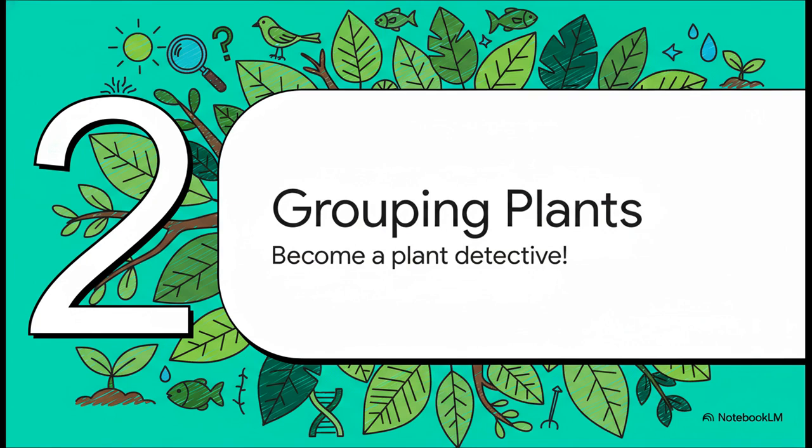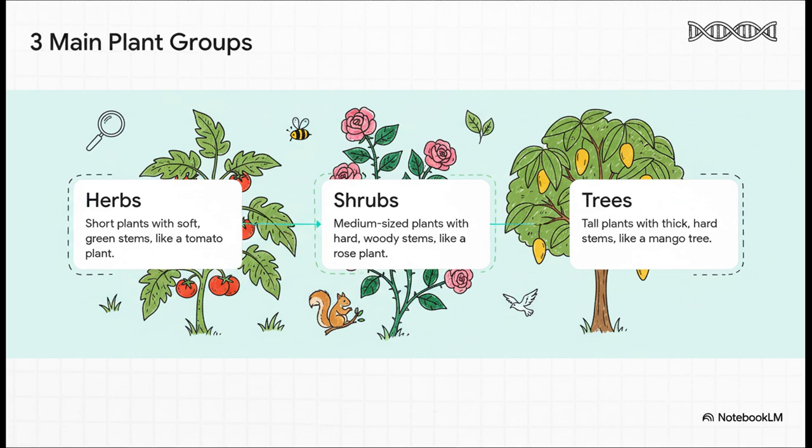And now for our next section. It's time to put on our detective hats, because we're about to find all the clues to sort out the entire green kingdom of plants. This is going to be fun. So our first and simplest clue is just looking at the size and the stem.